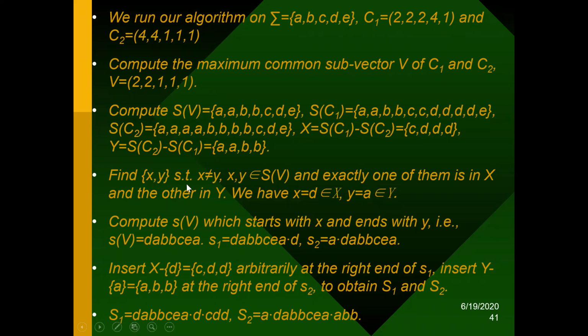In this case, x and y are not equal, and not only that, they must be in this multiset SV, and exactly one of them is in X and the other is in Y. So in our case, we take little x as one of the D's in set X, and y as A in set Y. If we cannot find this x and y, there's nothing you can do; just form S1, S2 by taking an arbitrary string formed by SV, and then add the remaining ones in X and Y arbitrarily at the two ends.